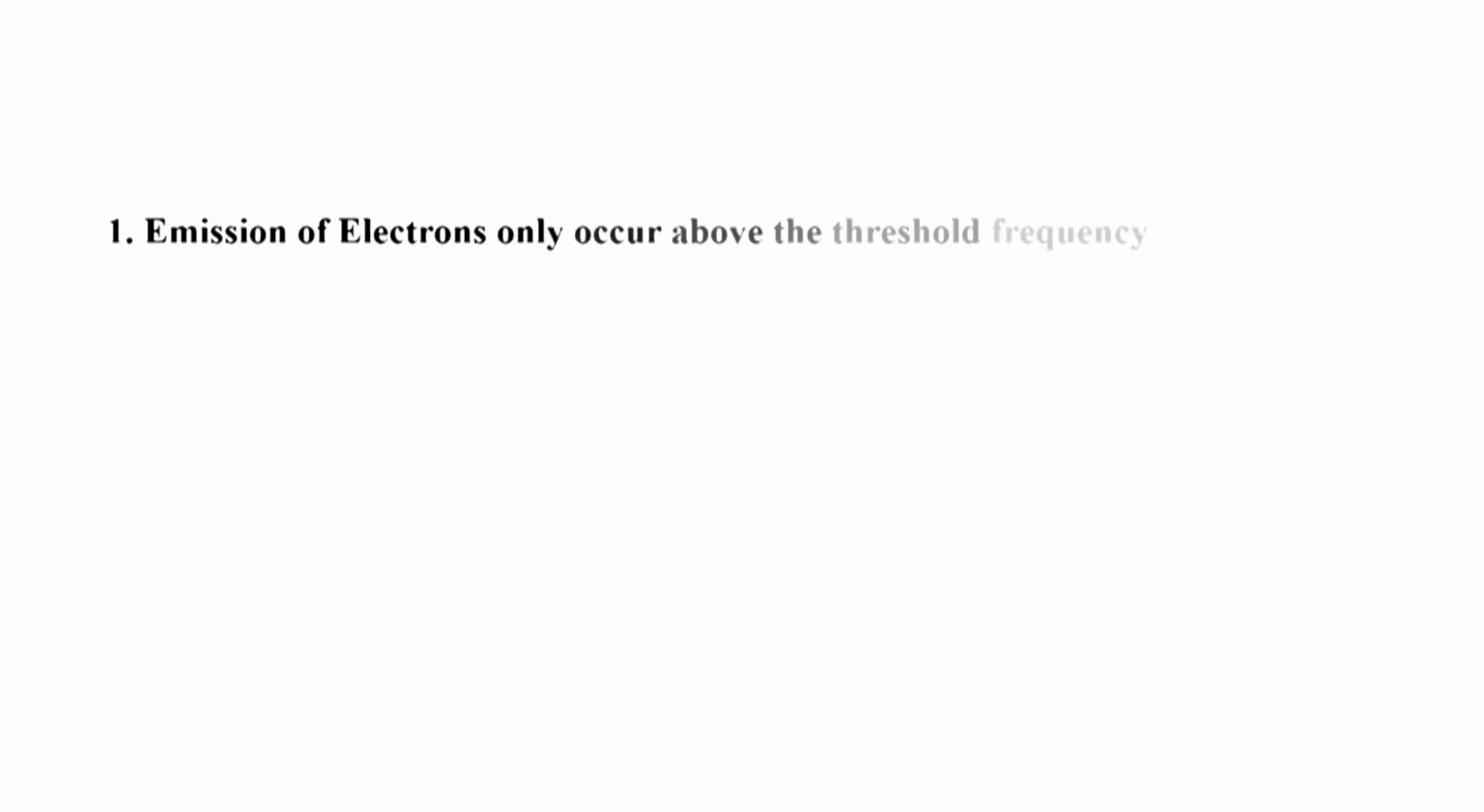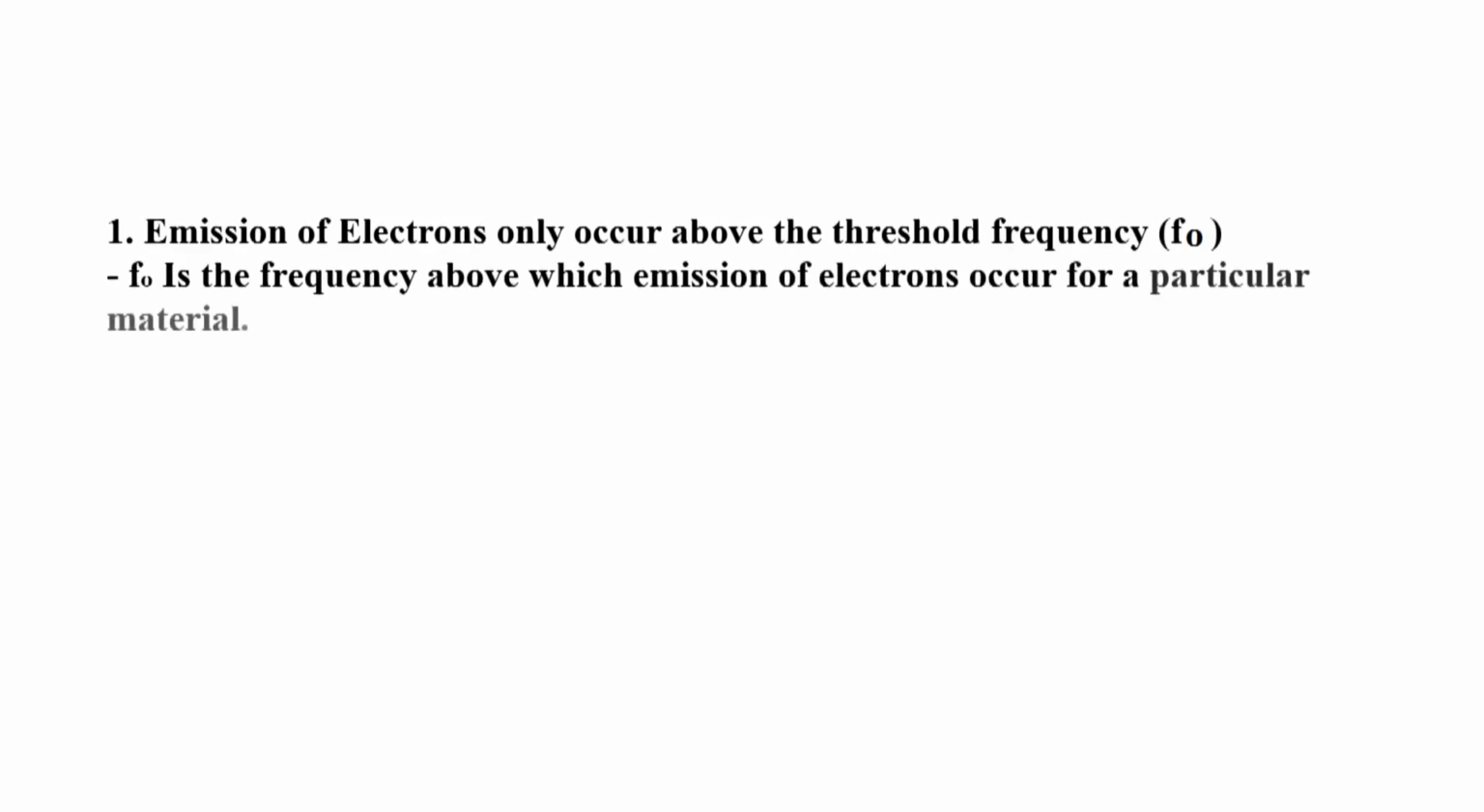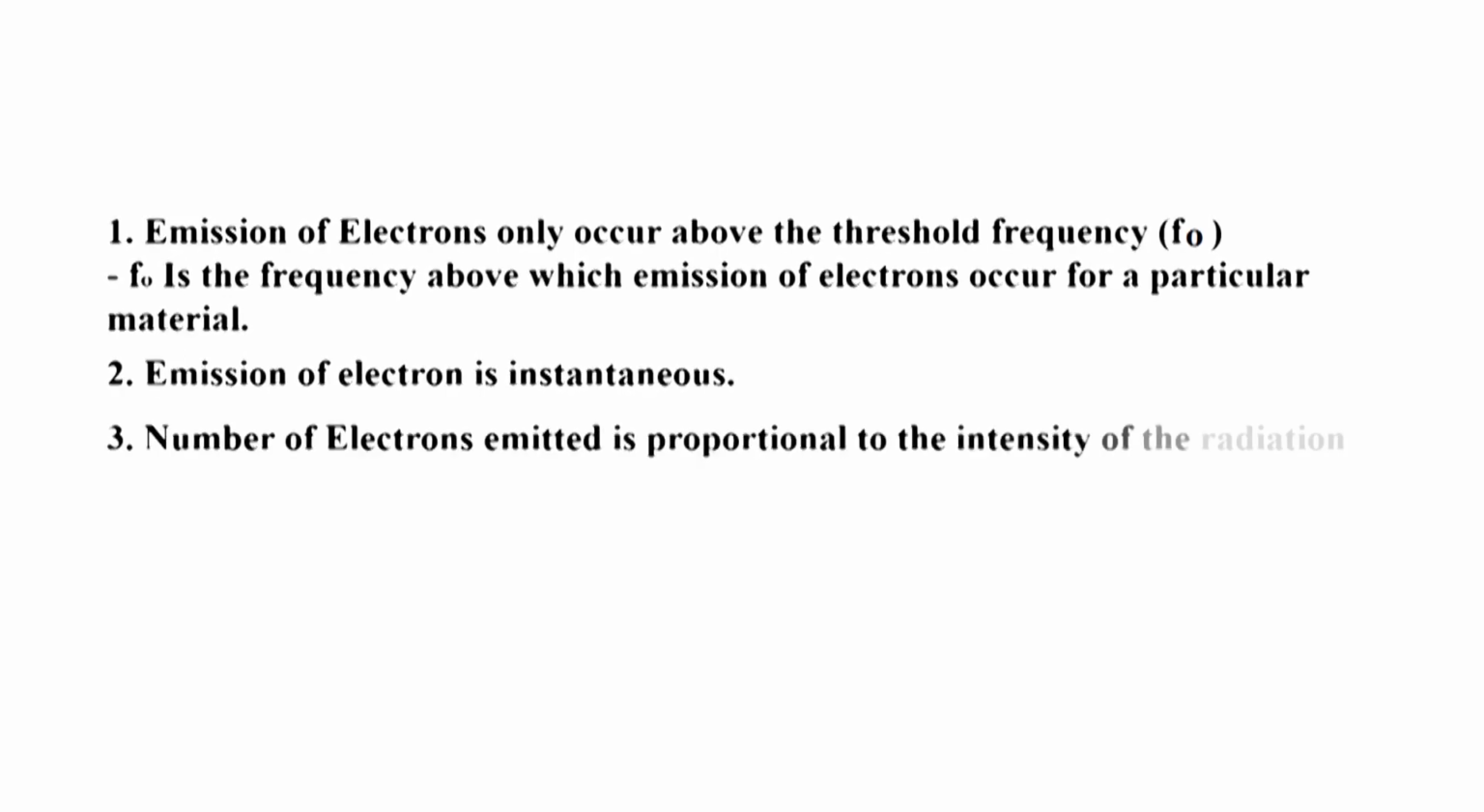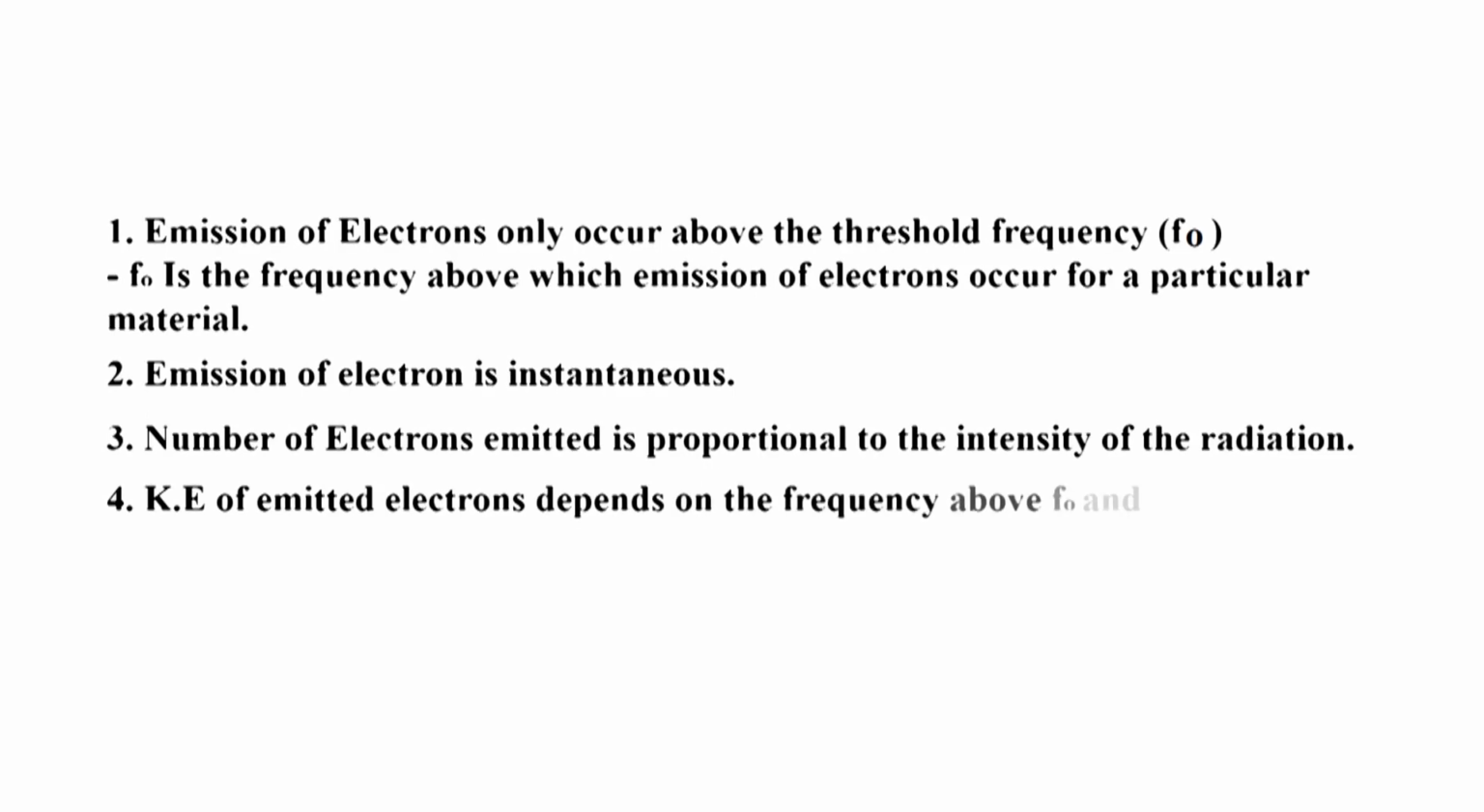1. The emission of electrons only occurs above a certain frequency called the threshold frequency. The threshold frequency is the particular frequency where emission of electron occurs for a particular material. 2. Emission of electron is instantaneous. 3. The number of electrons that are emitted is proportional to the intensity of the incident radiation. And 4. The kinetic energy of the electrons is proportional to how high the frequency of the incident radiation is above the threshold frequency and not on the intensity.